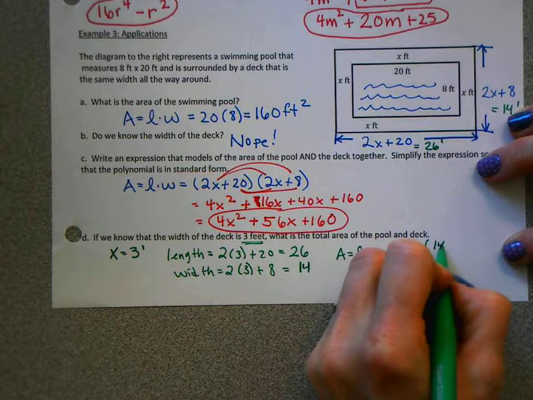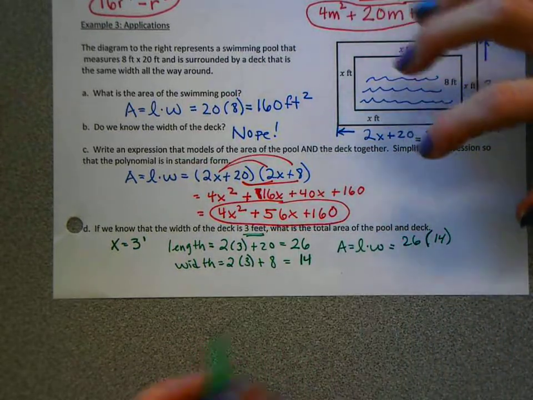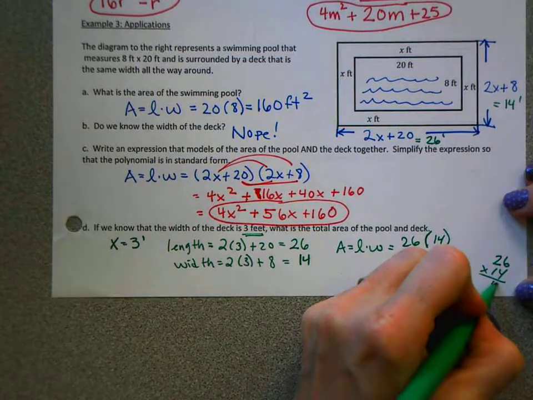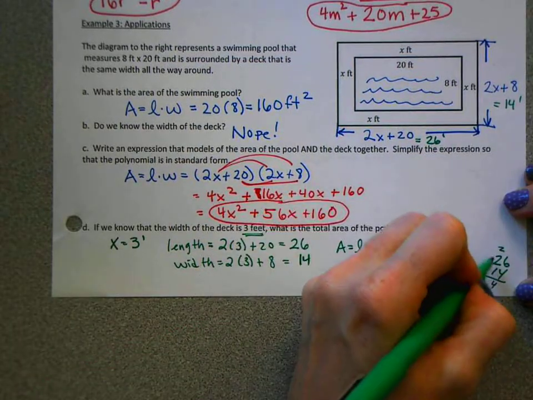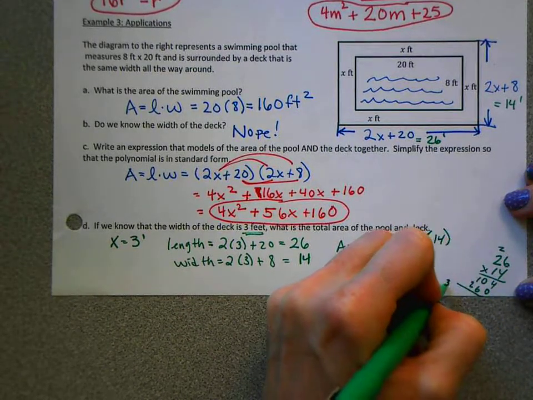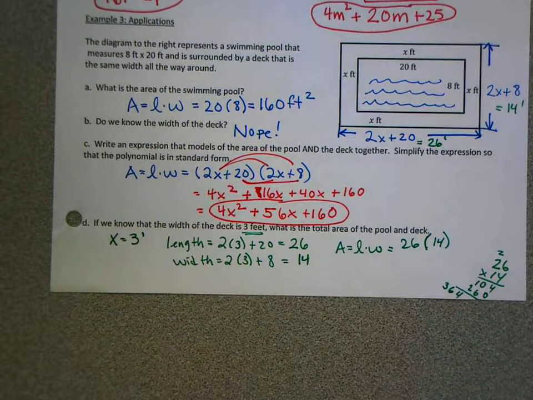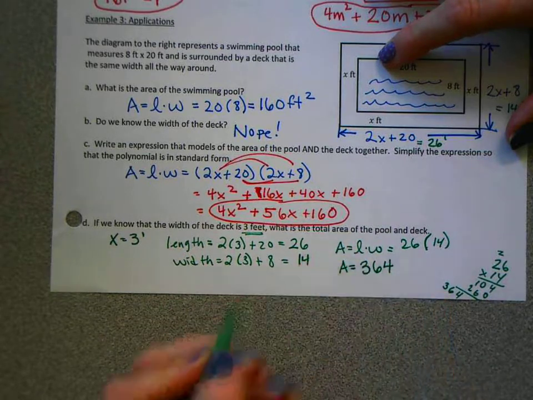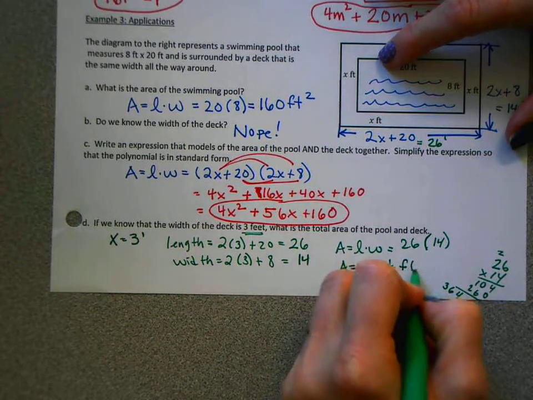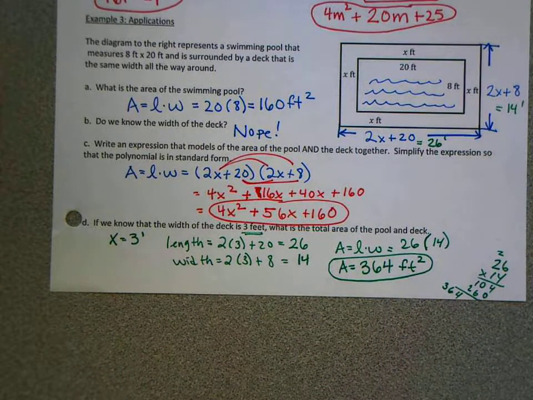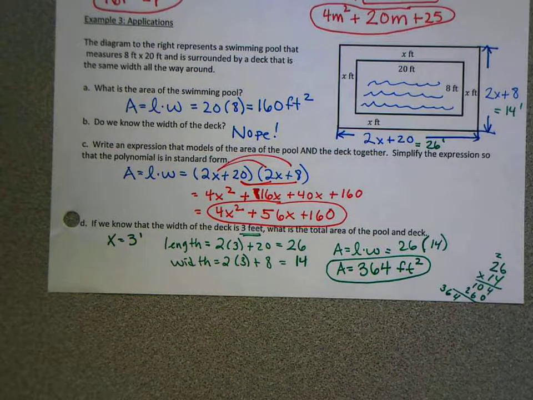26 times 14. Oh no, I don't know what that is. Let's do some long multiplication. 24, 4, 0, 6, and 2. What is that, 364, guys? Did I get that right? I hope so. So that means the area of the pool and the deck all together is 364 square feet. And that's the end of that. That's a lot of decking, because it went up from 160 to 364.